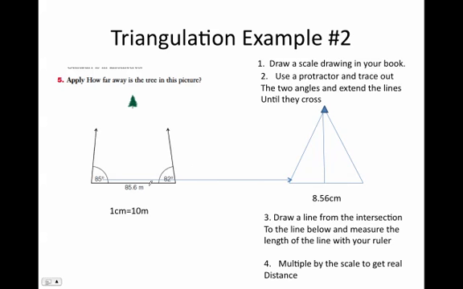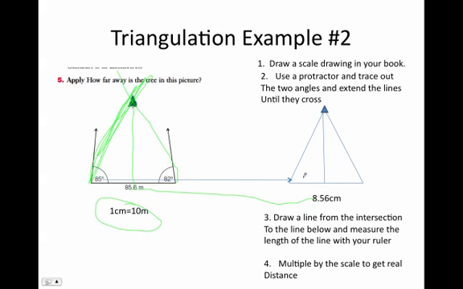Let's try one more. Let's say the tree is a certain distance away, but we don't know how far the tree is away. We're trying to find that out. So again, in real life, we've taken a protractor outside and we've made an angle of 85 and we've made another angle of 82 and our baseline is 85.6. So let's scale it down. And let's make this 8.56, so every 1 centimeter is 10 meters in real life.